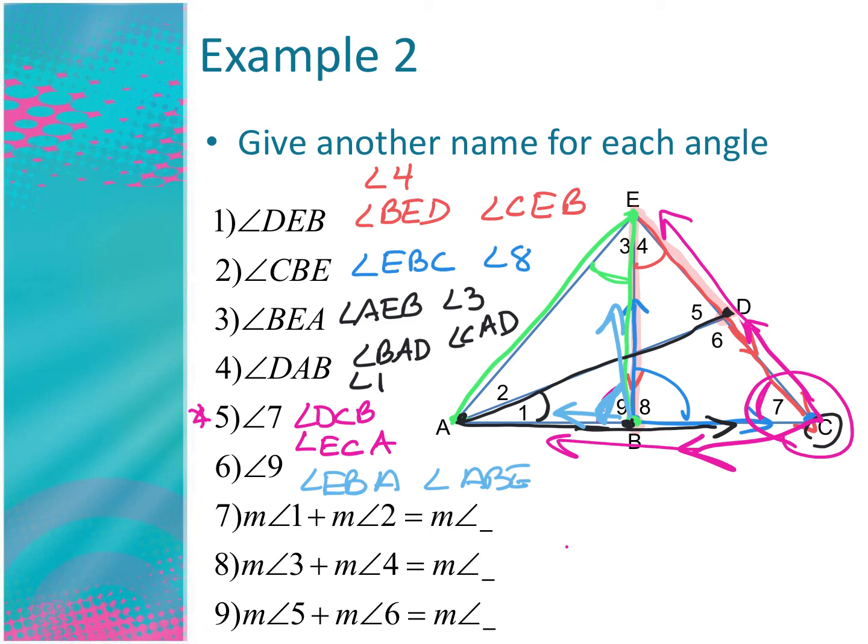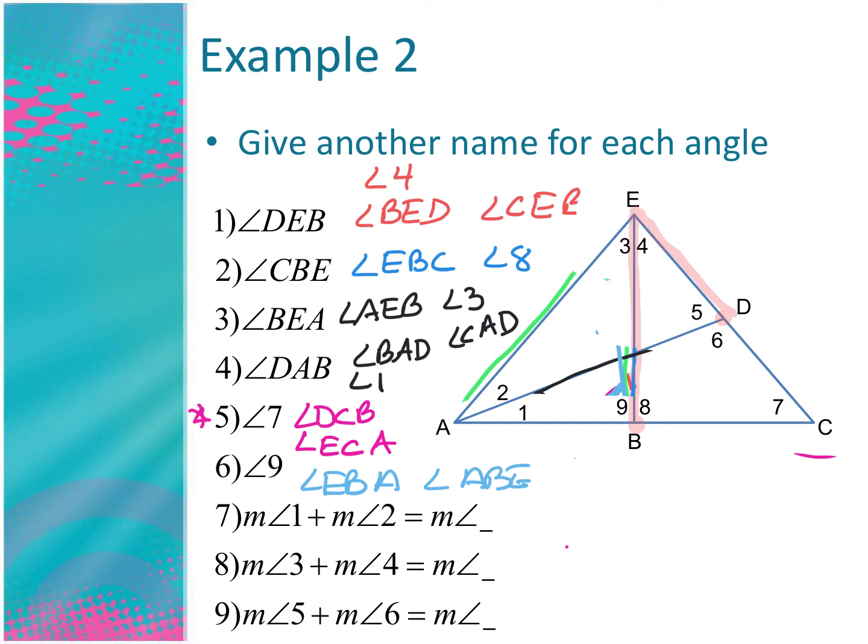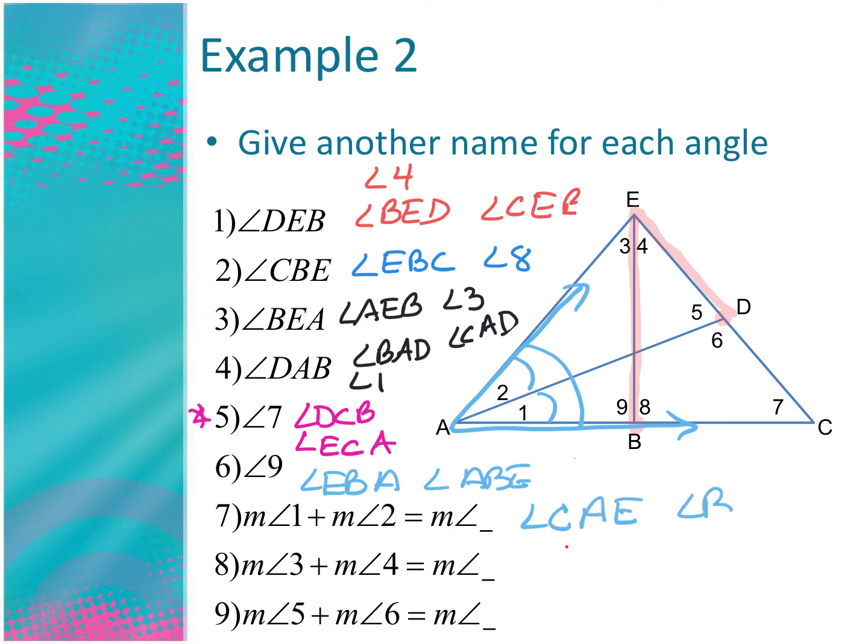Now, 7, 8, and 9 are using my angle addition postulate. So let me see if I can erase some of these colors so it's not so messy here. Okay, so the first one, angle 1 plus angle 2. Well, here's 1, here's 2. So together, they're going to form this angle. I'm going to call this angle CAE, or I could have even just started at BAE. And again, any combination of those would be okay.